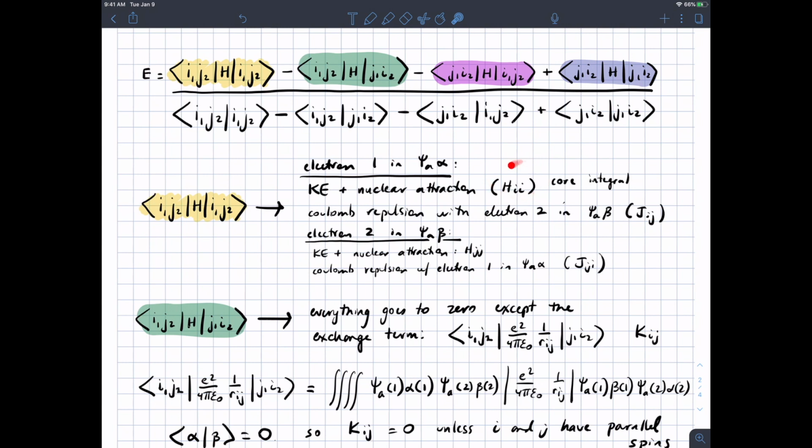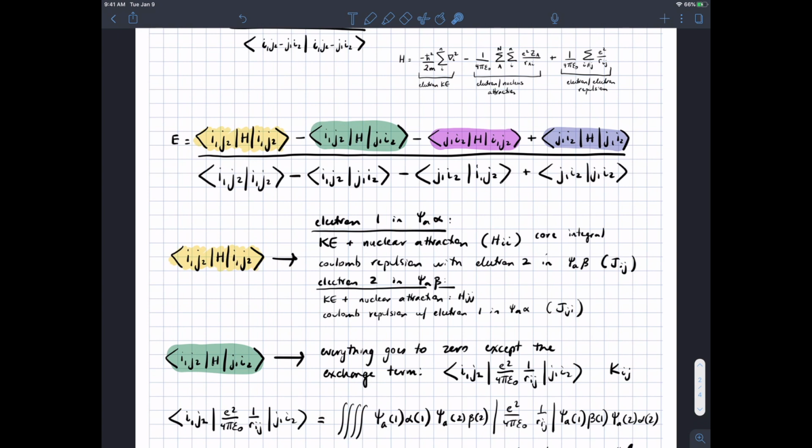So the HII term just means kinetic energy of the electron and attraction to the nuclei. Kinetic energy of this electron with this spatial orbital. And if you look at our expression for the Hamiltonian, here's your kinetic energy, here's your attraction to the nuclei, and then here's electron-electron repulsion. And for this term where you've got I1 and J2 before the operator and I1 and J2 after the operator, you just get a straight up Coulomb repulsion term.